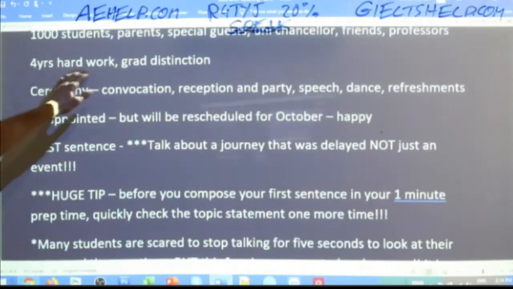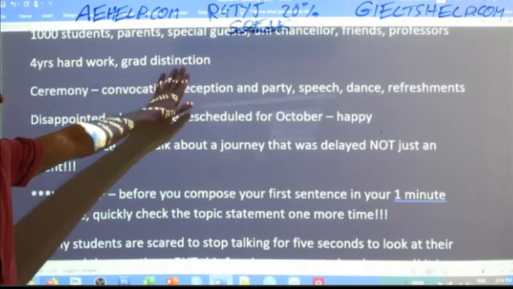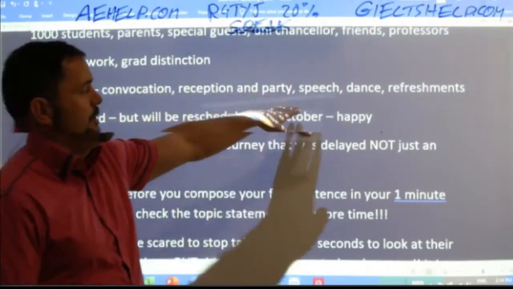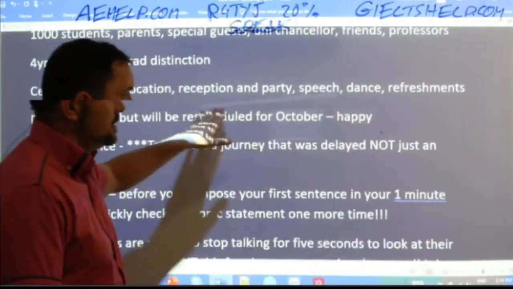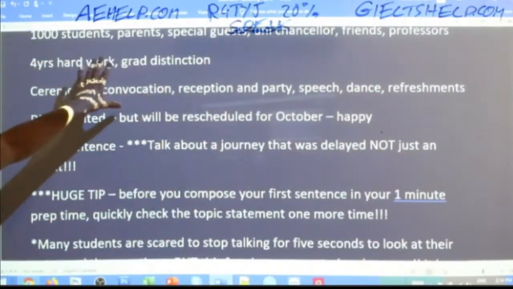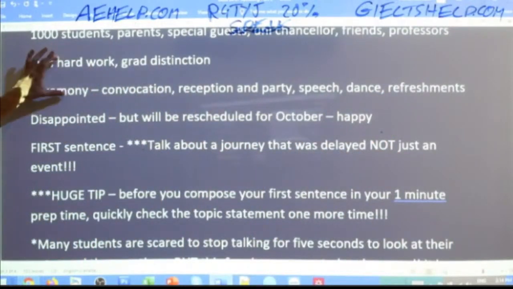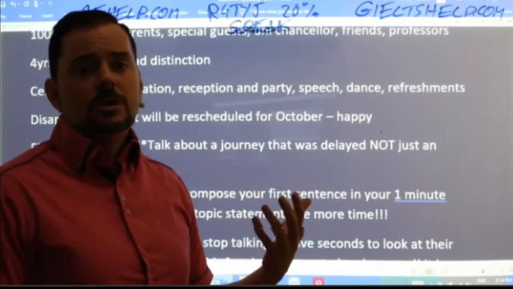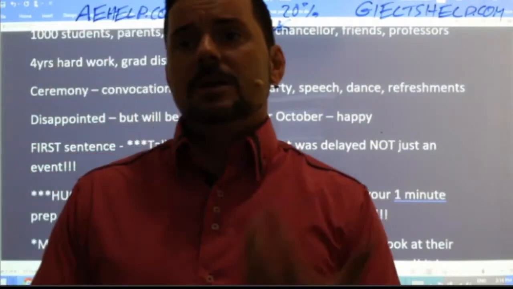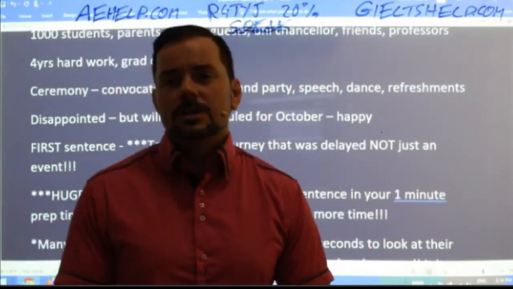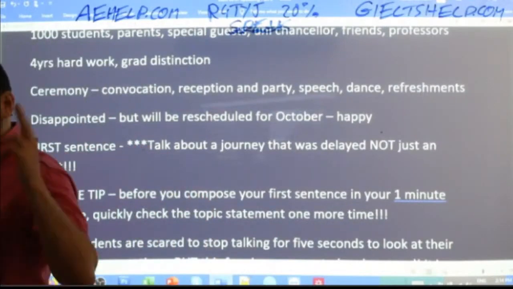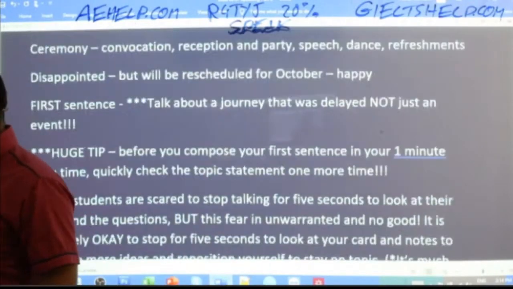So 4 years of hard work, graduating with distinction. There's a convocation, a reception, a party, some dance, some refreshments. So saying goodbye to friends. So clearly in your notes, you have some points here of why it was important to you. So give me a couple sentences of why it was important to you. Abhishek's already ahead of the queue. That's good, Abhishek. Okay.